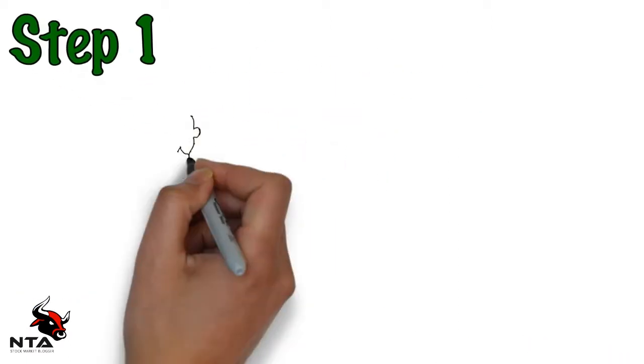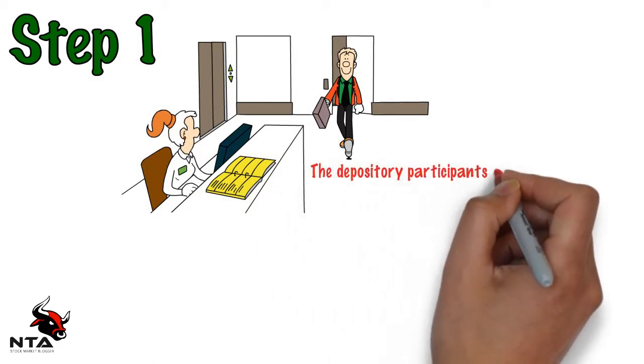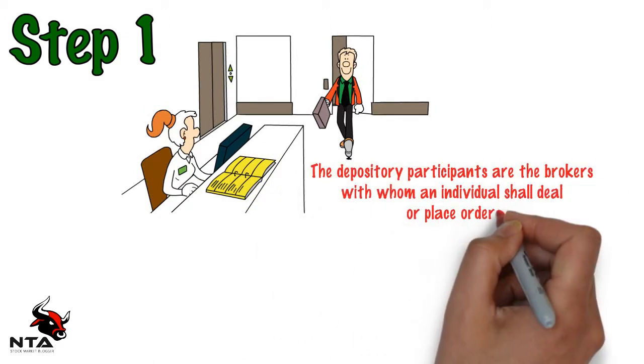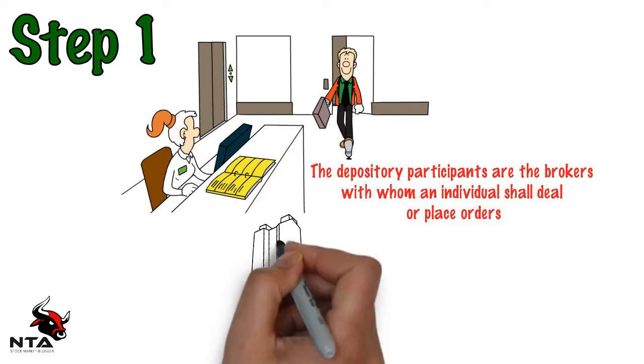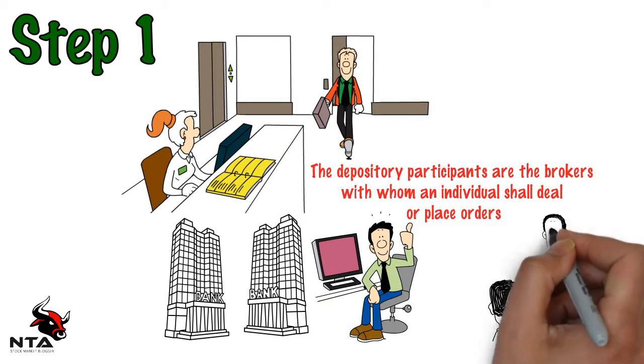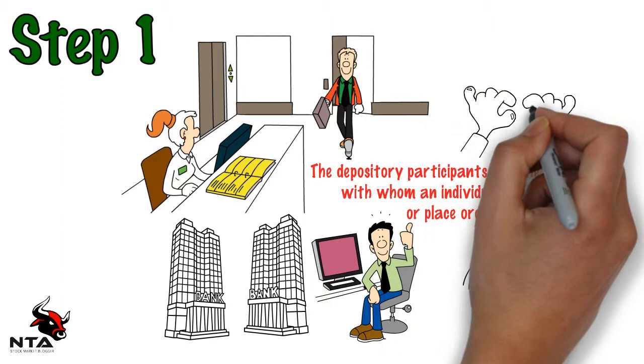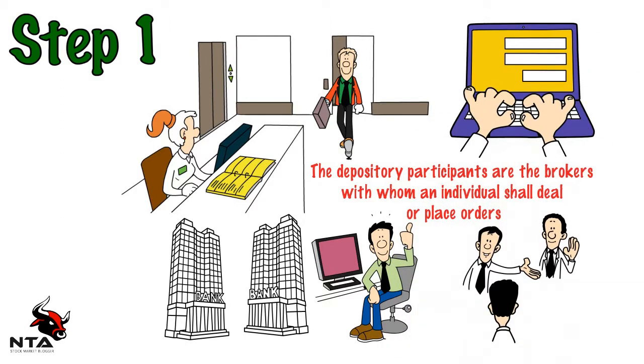Step 1. The individual should visit the depository participant. The depository participants are the brokers with whom an individual shall deal or place orders. The depository participants can be a bank or an agent who is operating as a link between the depository and investor. In addition, an individual looking to open a Demat account online must visit the website of the depository participant.